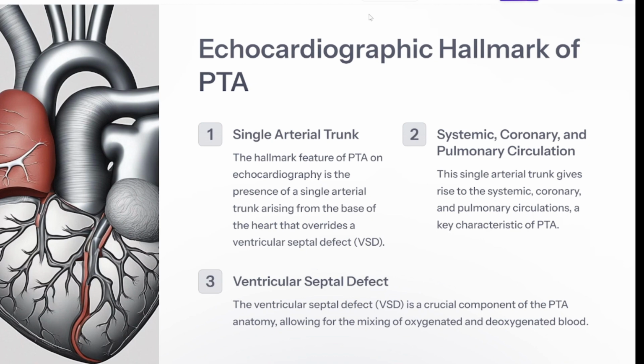Question 3. What is the significance of the right-sided aortic arch in patients with PTA? A right-sided aortic arch is a common associated finding in patients with PTA and can have surgical implications. It is indicative of the abnormal development of the aortic arch system and is often associated with other congenital heart defects. It's important for surgical planning and postoperative management.